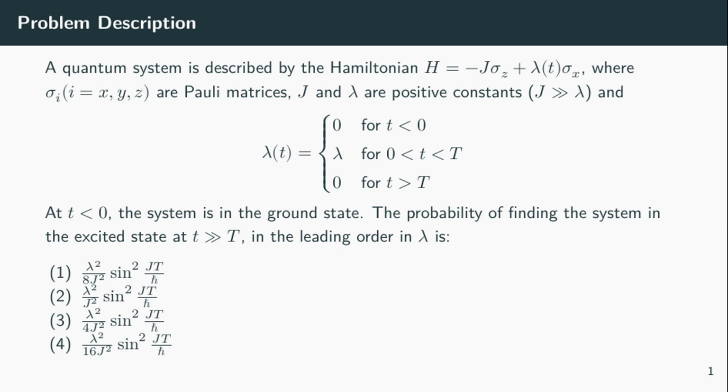We are told that at time less than 0, the system is in its ground state. And what we want to find is the probability of finding the system in the excited state at a time much greater than T. We need to find this probability in the leading order in lambda. And we have a few options here for the answer.